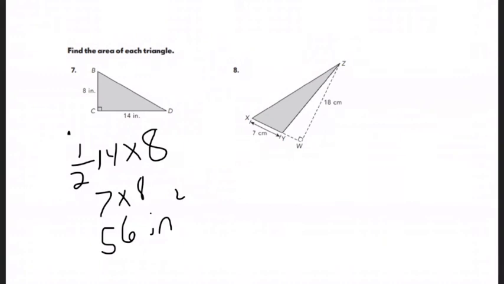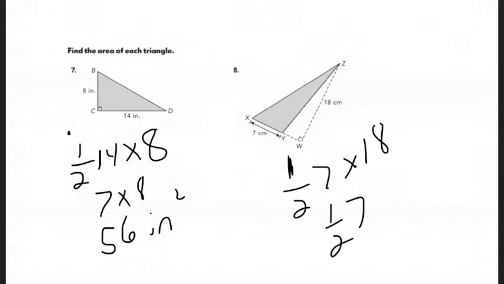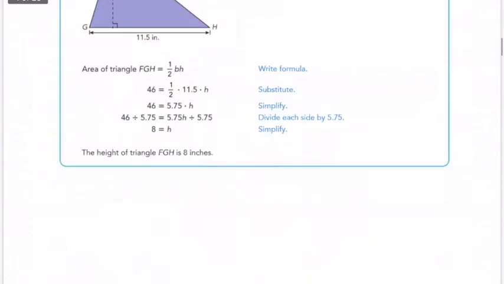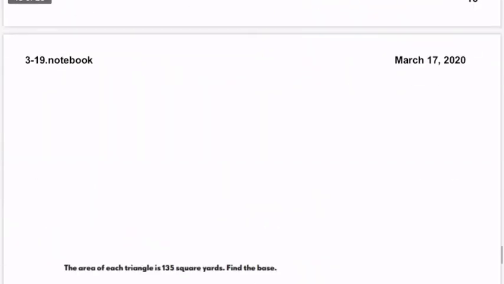This one is 1/2 base times height, so it's 1/2. The base is 7 times the height is 18, so I'm taking a half. Let me erase that. So it's 7 times 9, I took half of 18. I get 63 centimeters squared. Sorry, I've got to go back.